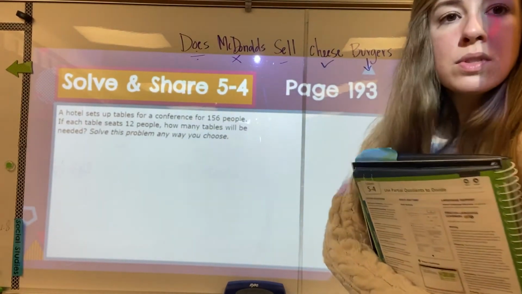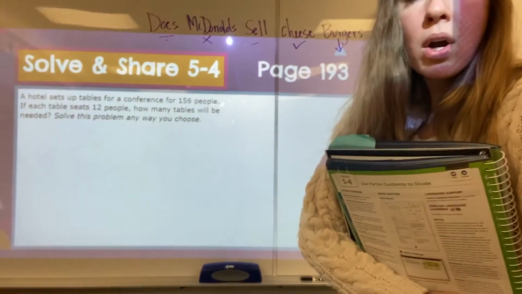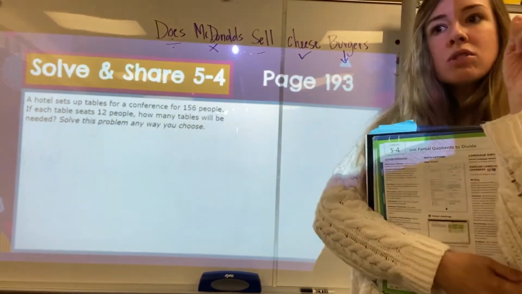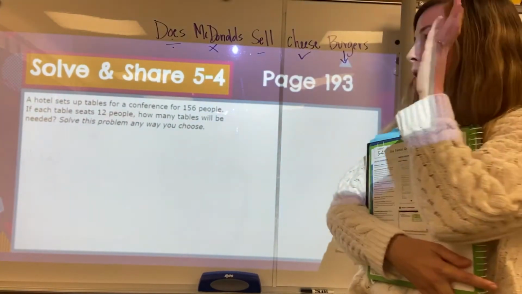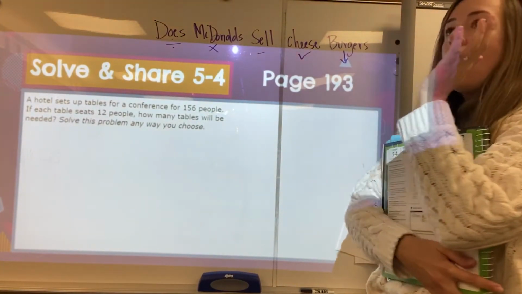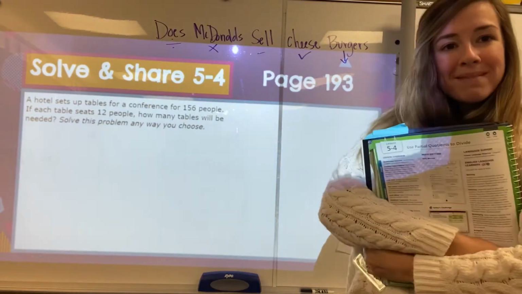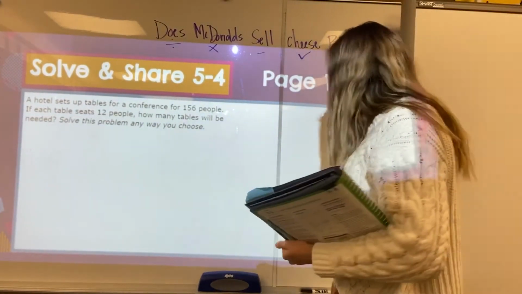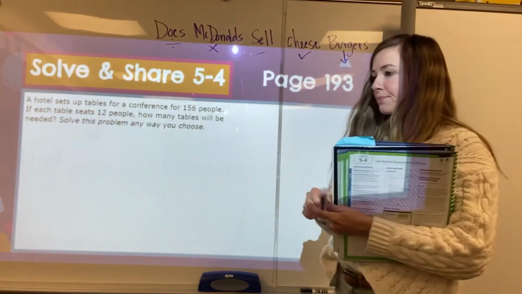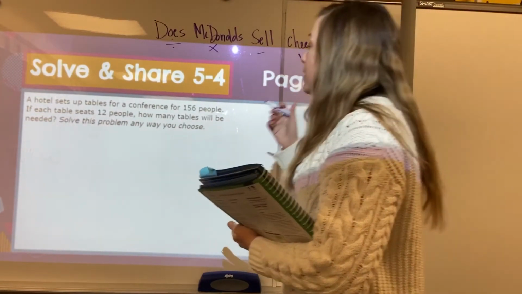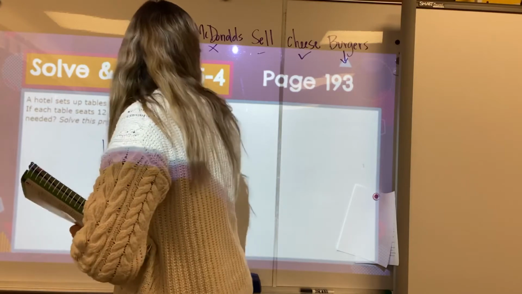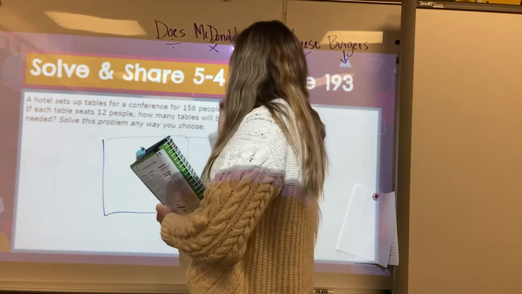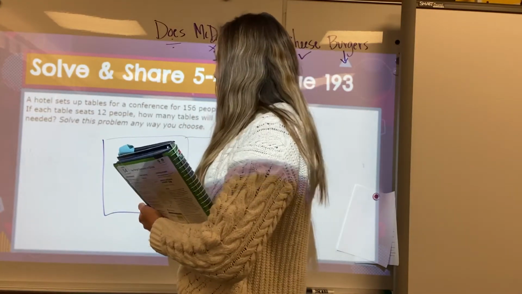So you could use our partial method that we talked about yesterday with the little picture matrix, or you could use the standard method. Just try to solve it. Okay, let's go ahead and go through it. So if I want to set this up with that little area model, maybe is what they called it, I'm going to have a total of 156 in here.